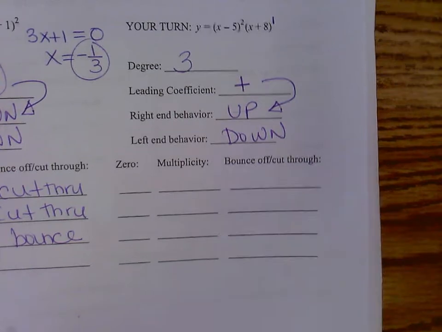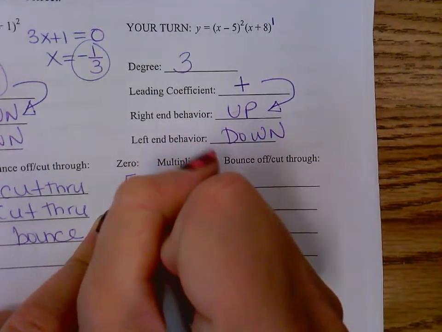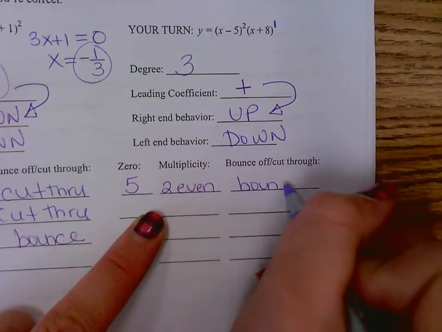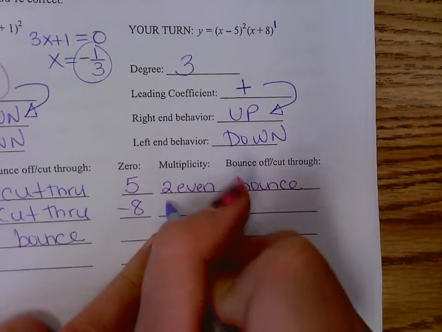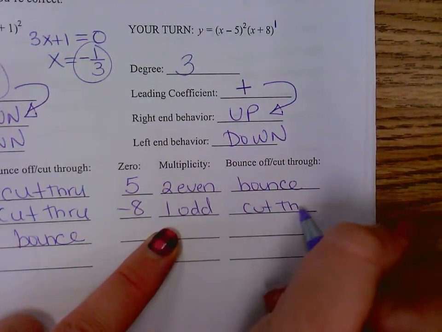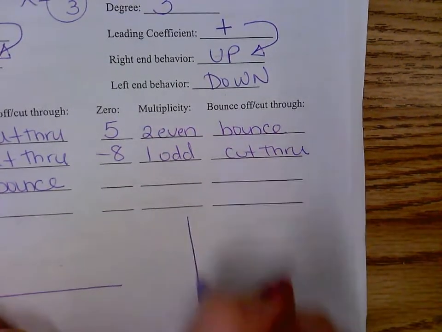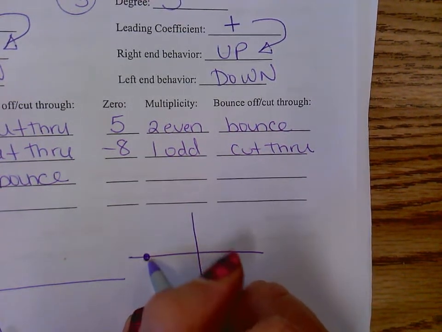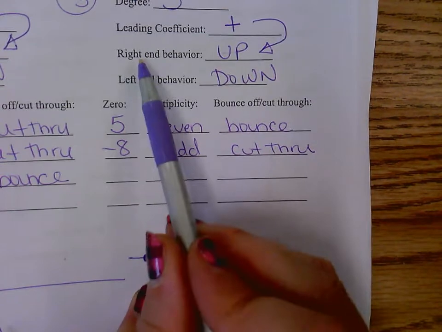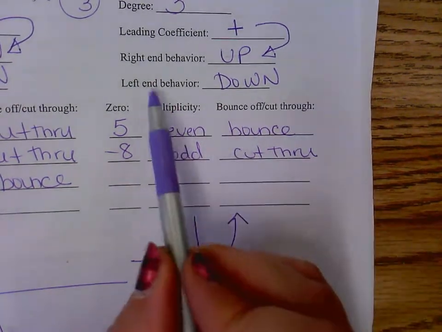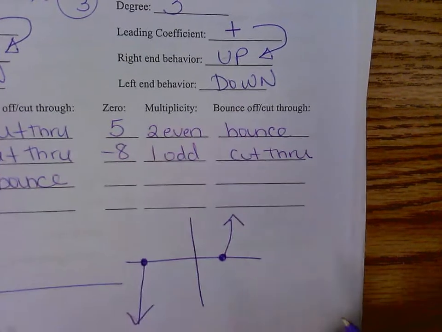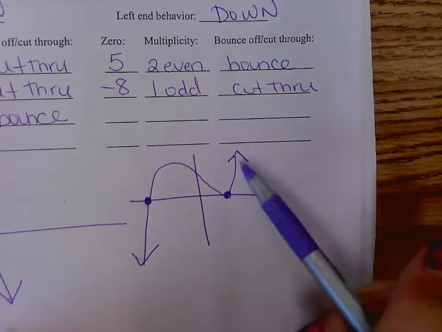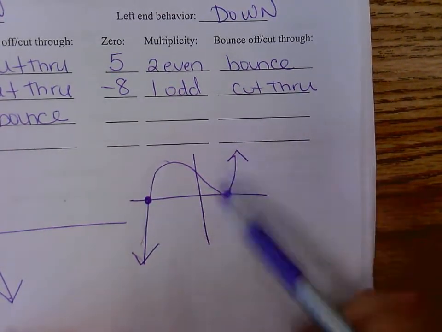Okay, let's just see. My 0 would be at 5, right? 5, its multiplicity is 2, which is even, so I'm going to bounce at 5. Negative 8 has a multiplicity of 1, which is odd, so I'm going to cut through at -8, right? Is that what you got for that? So now I got to plot them. So let's see. I'm at negative 8 over here, and I'm at positive 5. My right end is going to go up, and my left end is going to go down. And let's see, I said I had to bounce off at 5. So this one would bounce, and then this one would cut through. So bounce off, cut through, and that connects my endpoints.